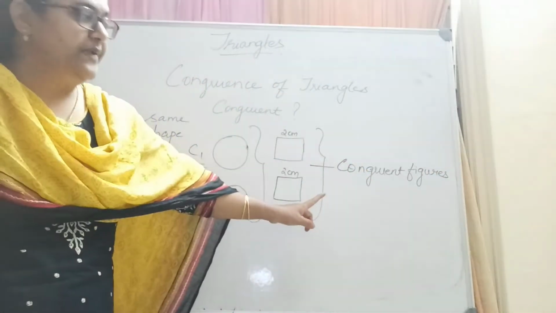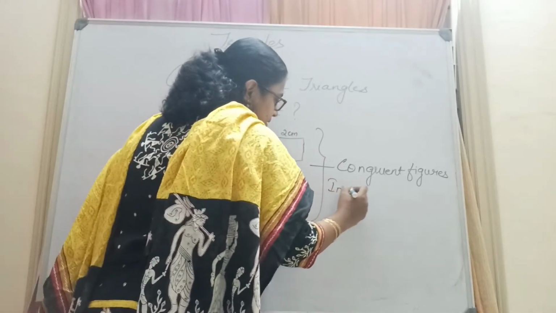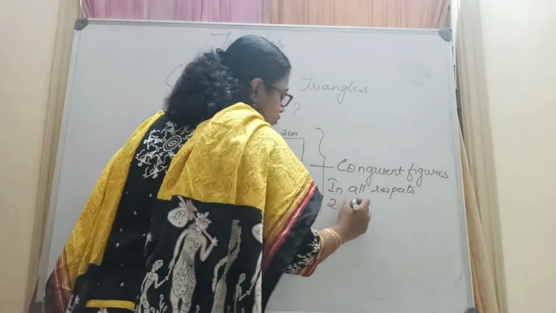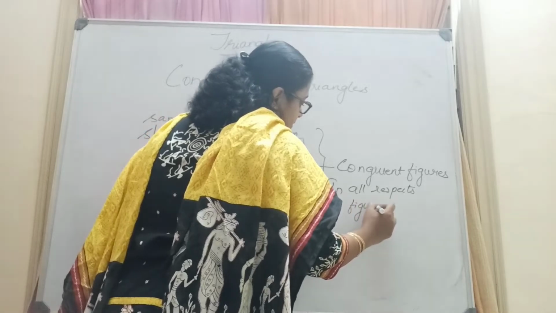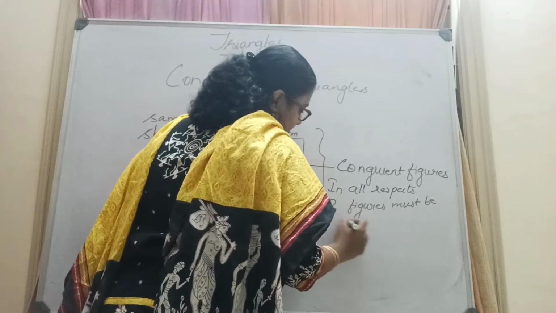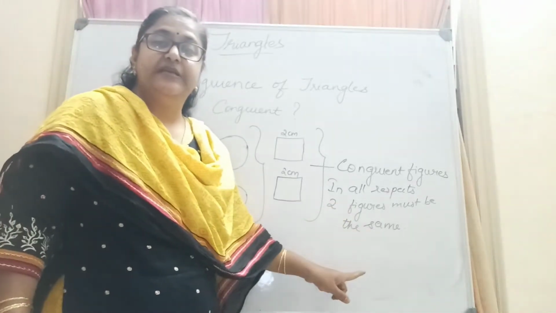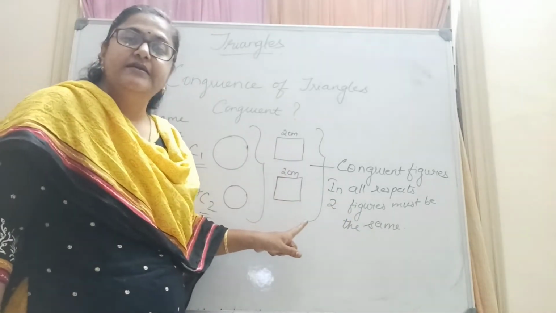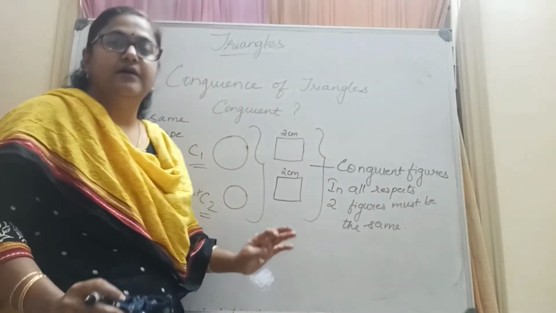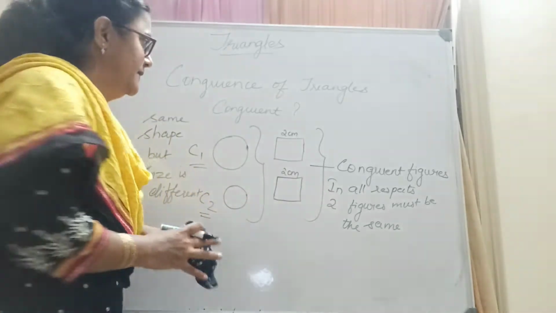Okay, so understood what is the meaning of congruence? Congruent means in all respects, two figures must be the same. That is the shape and the size. Now let us come to triangles. Hope you have understood what is the difference between similar figures, non-similar figures and congruent figures.